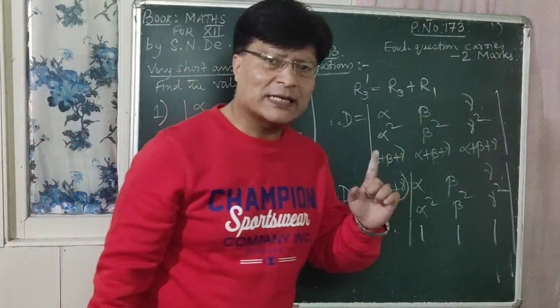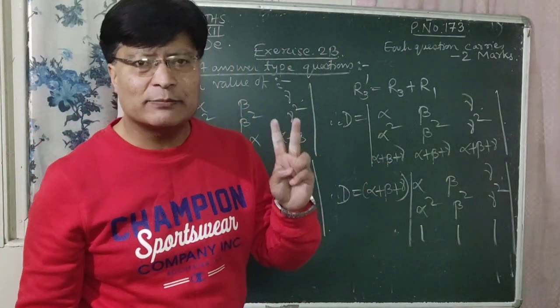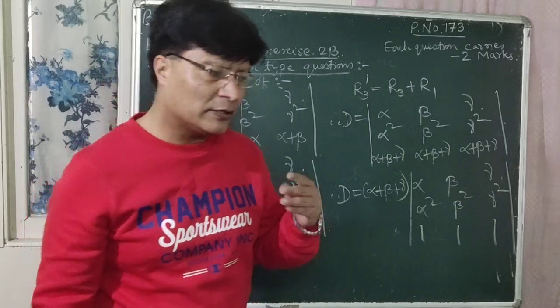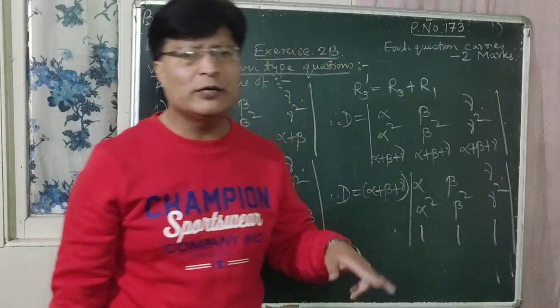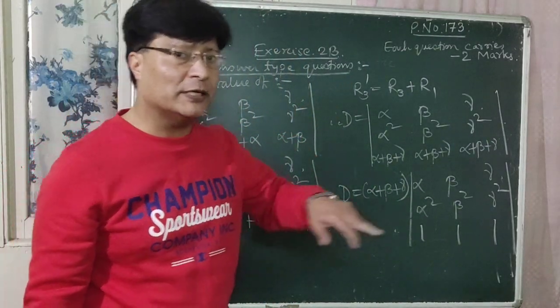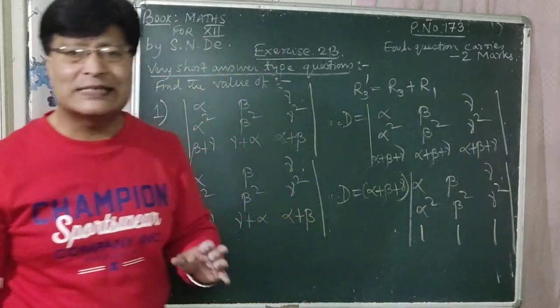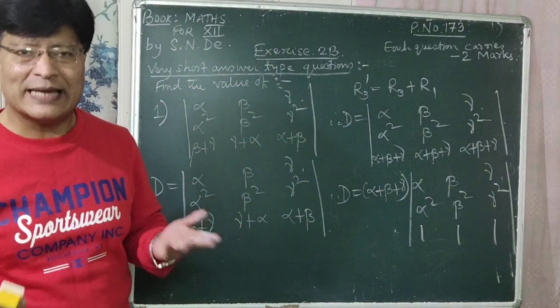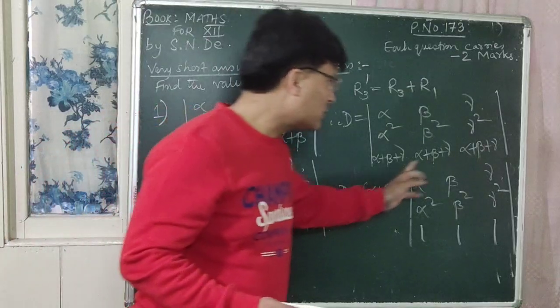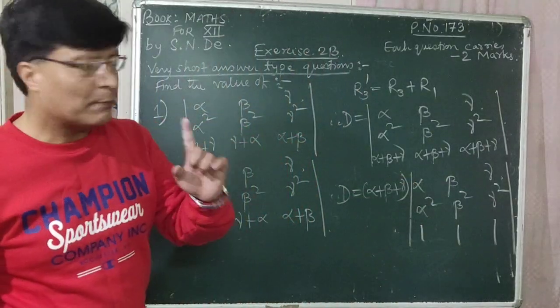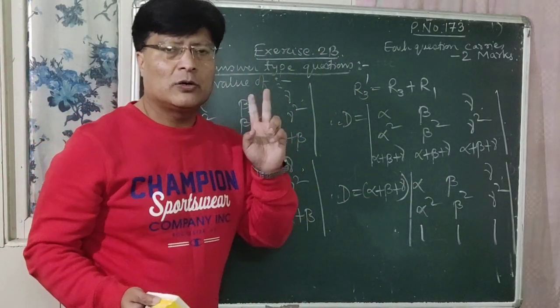It is taken common. So it is alpha, beta, gamma. Alpha square, beta square, gamma square. Then what will be the third row now? Third row will be 1, 1, 1. So this is the simplified form of the determinant. Okay?